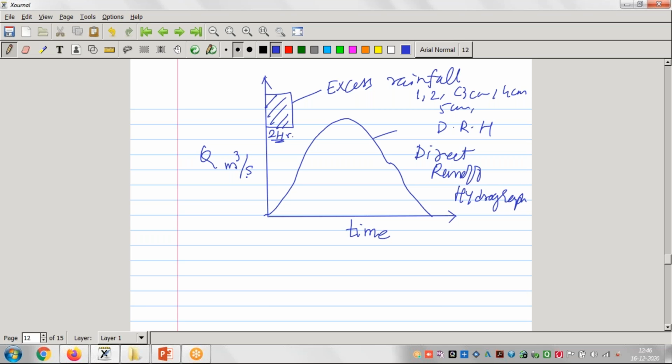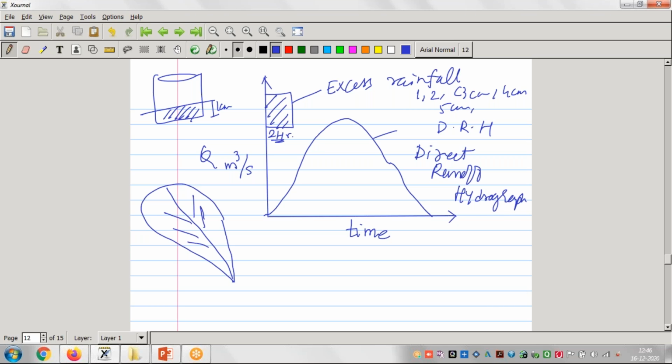So what is a unit hydrograph? Always remember that a unit hydrograph is the hydrograph generated because of only 1 centimeter of effective rainfall, right? For example, the rainfall collected in the rain gauge is only 1 centimeter. So we measured this, and this is 1 centimeter of rainfall. Through this 1 centimeter of rainfall in the catchment, the discharge is collected at the outlet point, right?